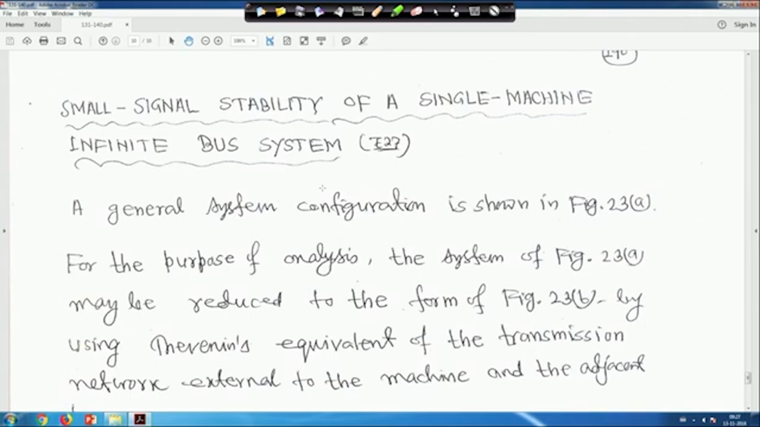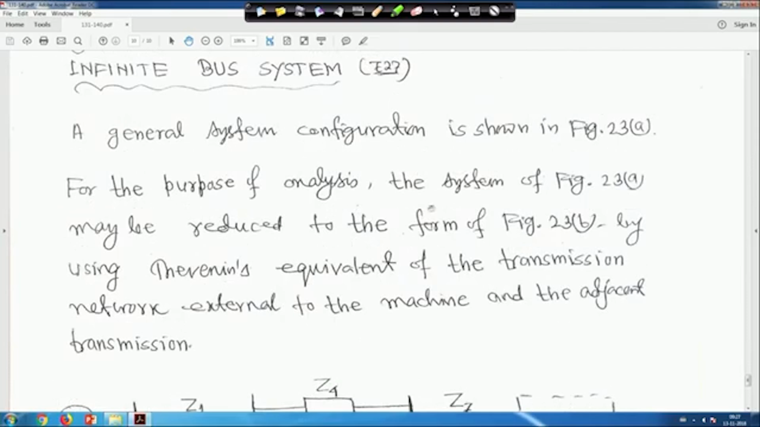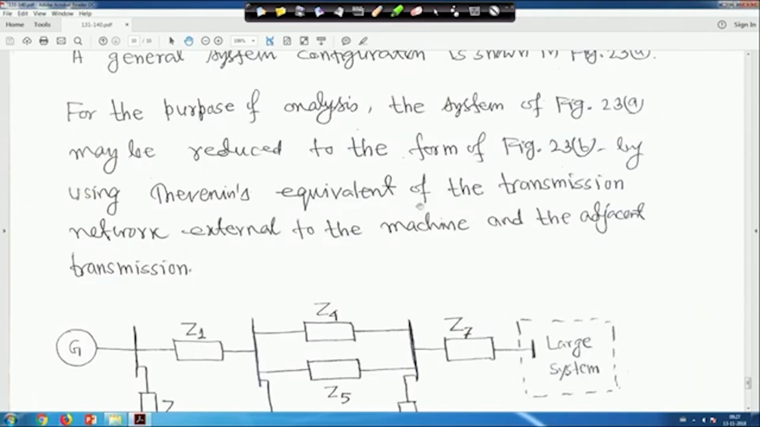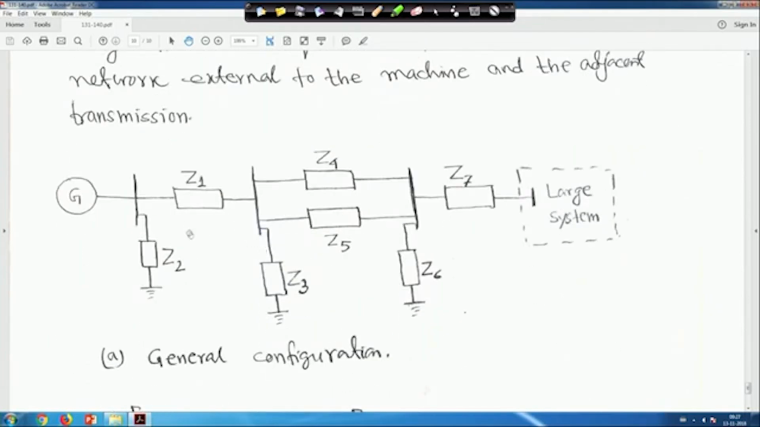So, small signal stability of a single machine infinite bus system. A general configuration is shown in figure 23A for the purpose of analysis. It may be reduced to the form of figure 23B by using Thevenin's equivalent of the transmission network external to the machine at the adjacent transmission line. A simple general configuration is taken: a single generator, a transmission line having different branches, with shunt branches also, all represented in general in terms of impedances, and here a very large power system is connected.